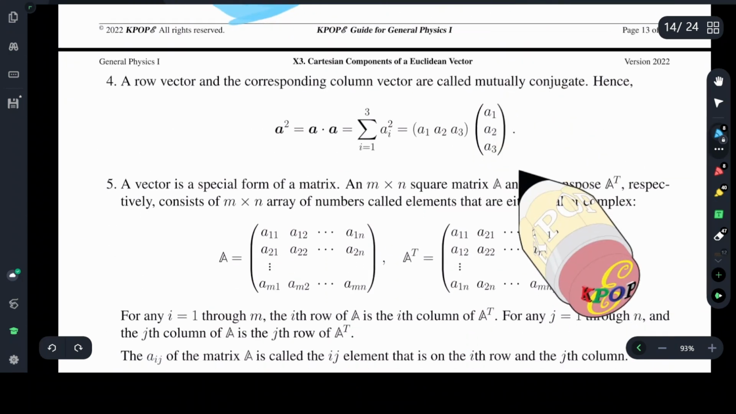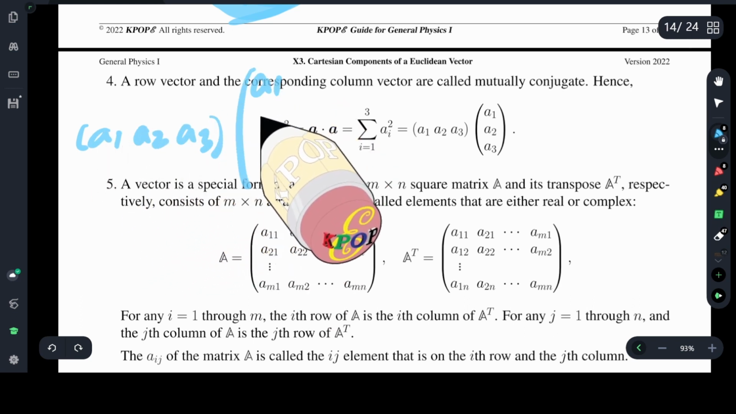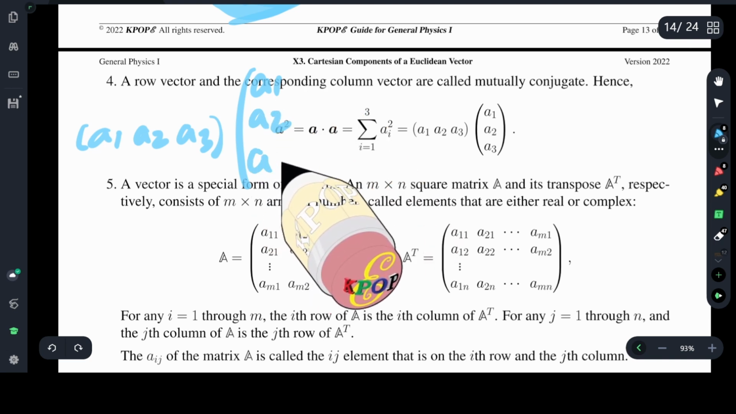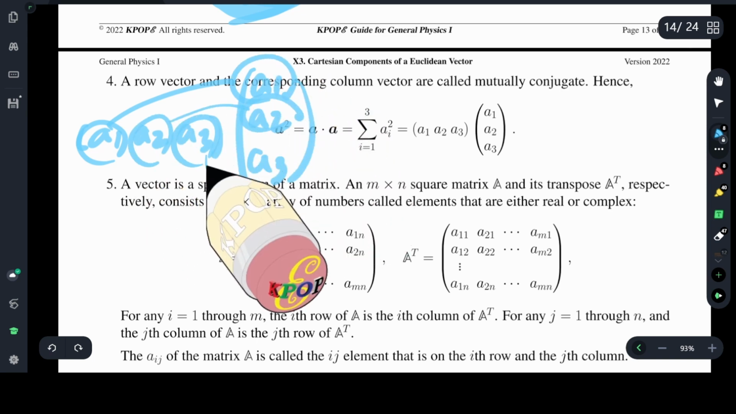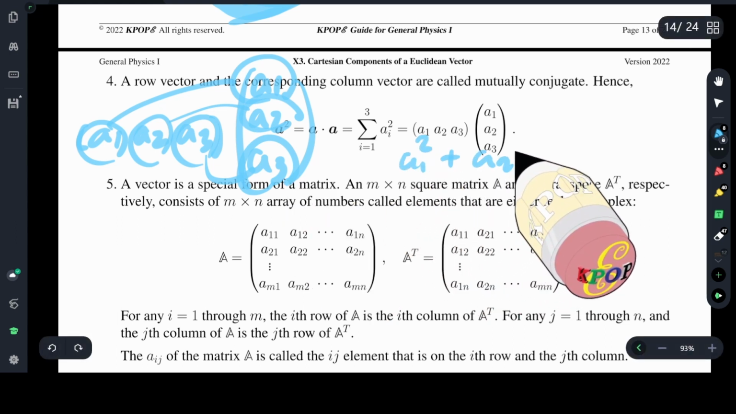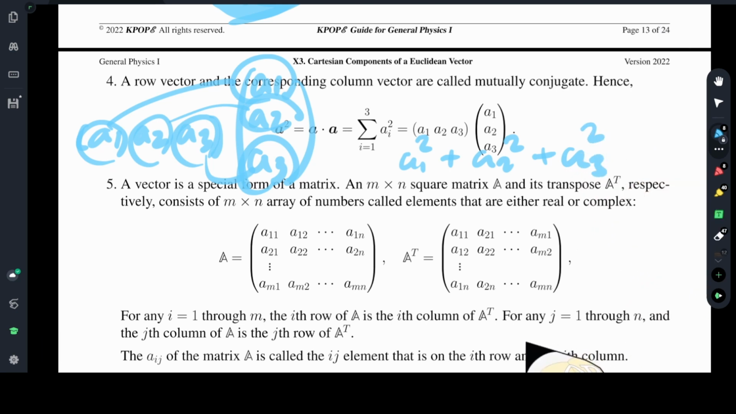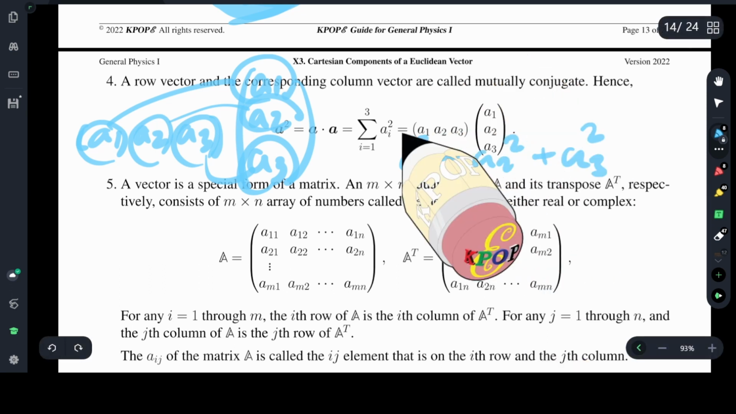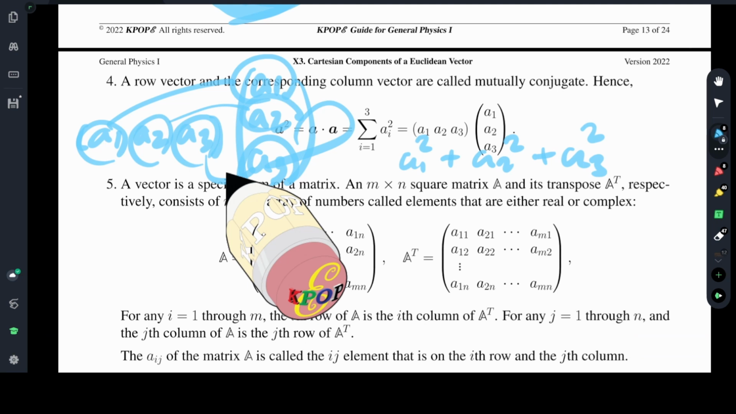When you square a vector, you have a list of Cartesian components, the same thing. So first, multiply, second, multiply, third, multiply, and add them up. That is A1 squared plus A2 squared plus A3 squared. That's it. You don't have to look for any mathematics book for how matrix multiplication is defined. It just came from the scalar product of Euclidean vectors expressed in terms of Cartesian coordinates. That's it.